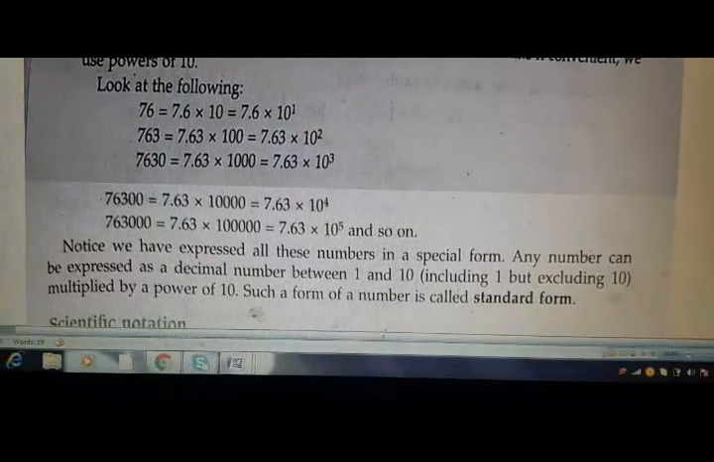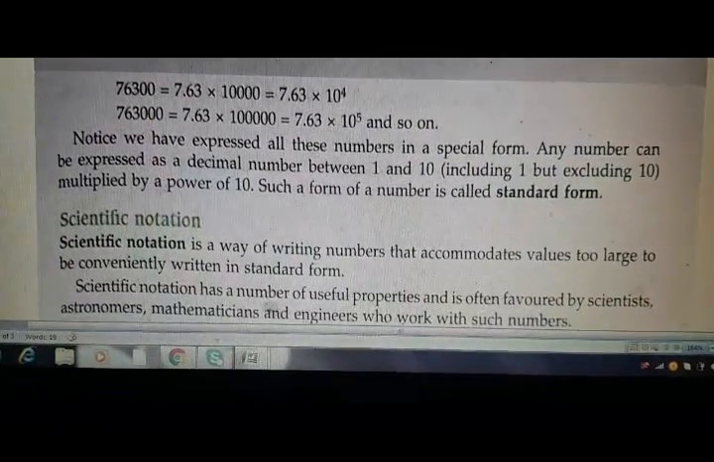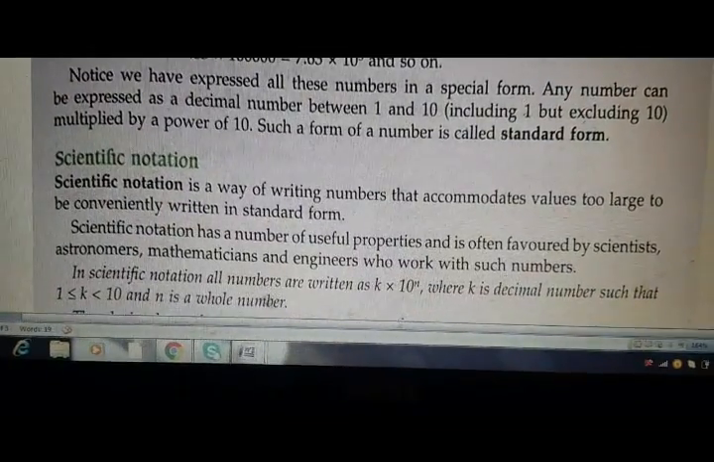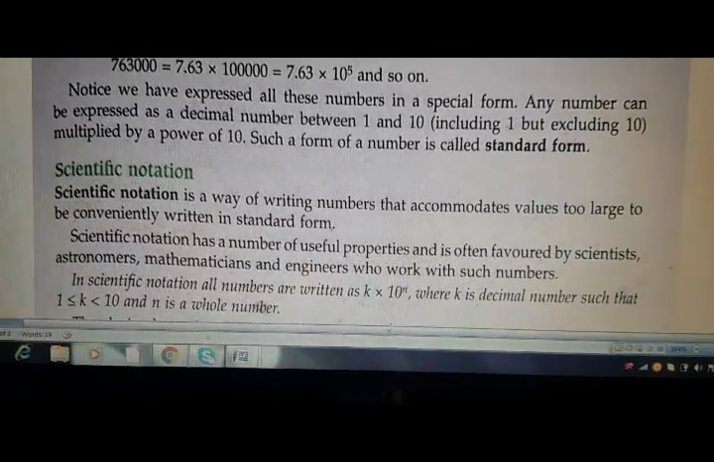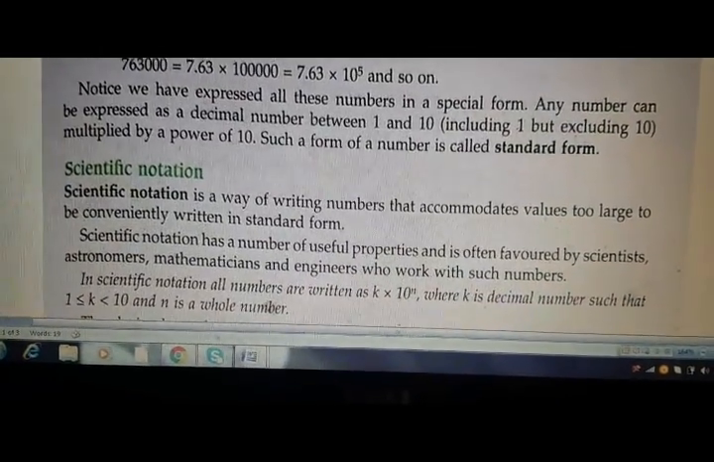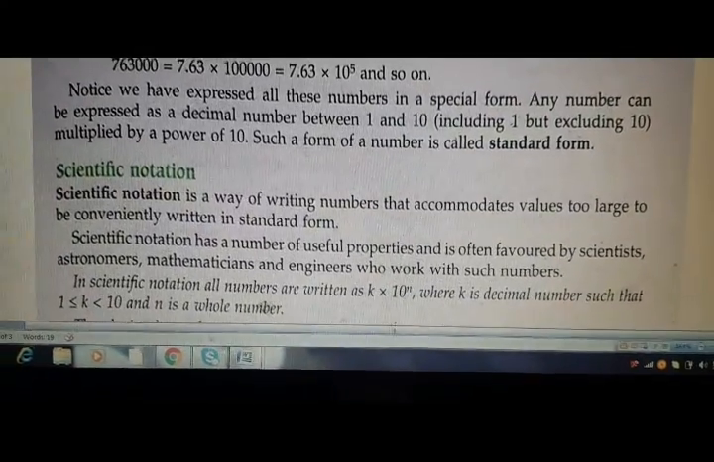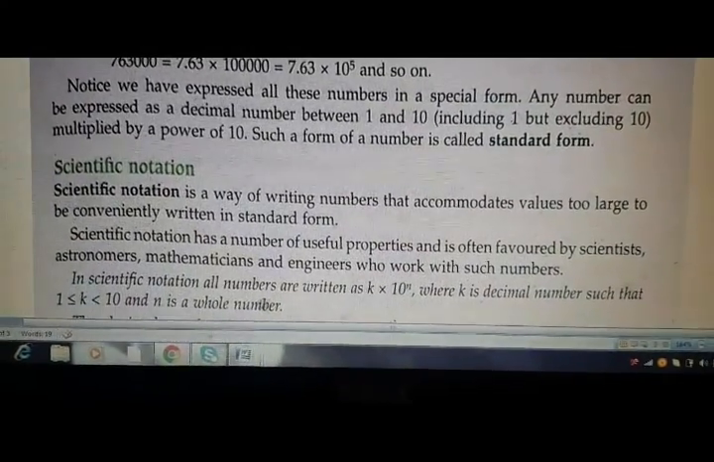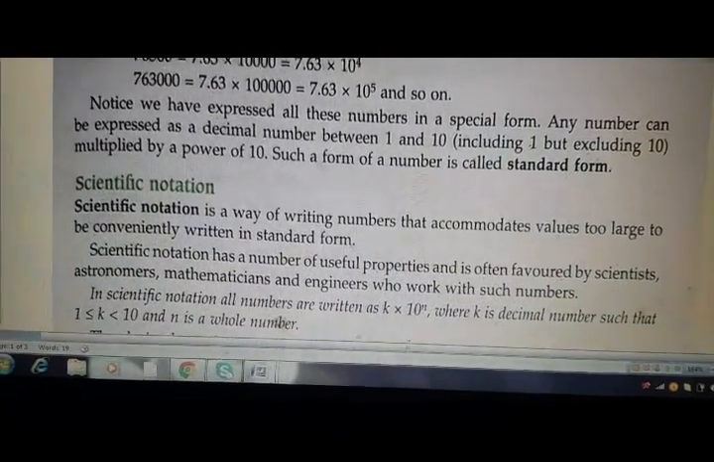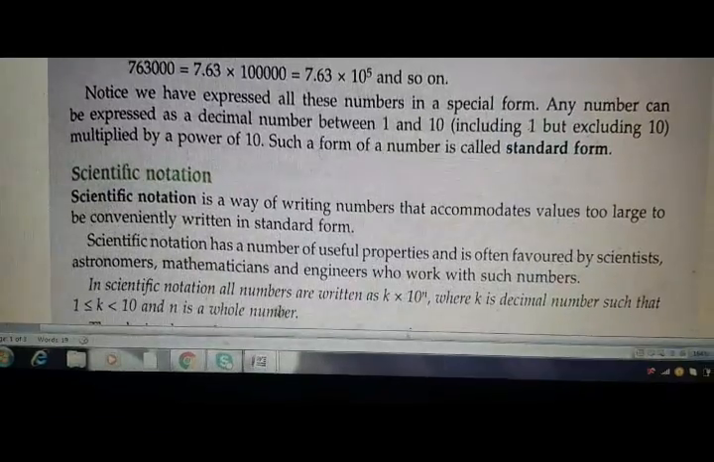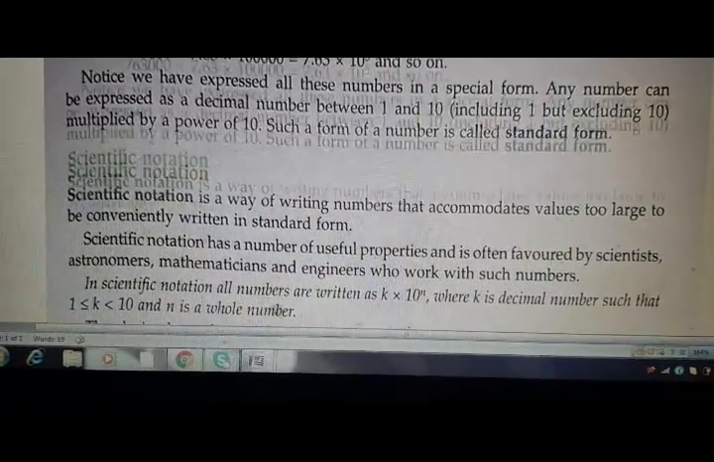So this form is known as standard form. Scientific notation is actually the way of writing numbers which accommodates large values, conveniently written in standard form. To make the values easy, simple and convenient, we use this notation. It is basically favored by scientists, astronomers, mathematicians and engineers who work with bigger, huge numbers.